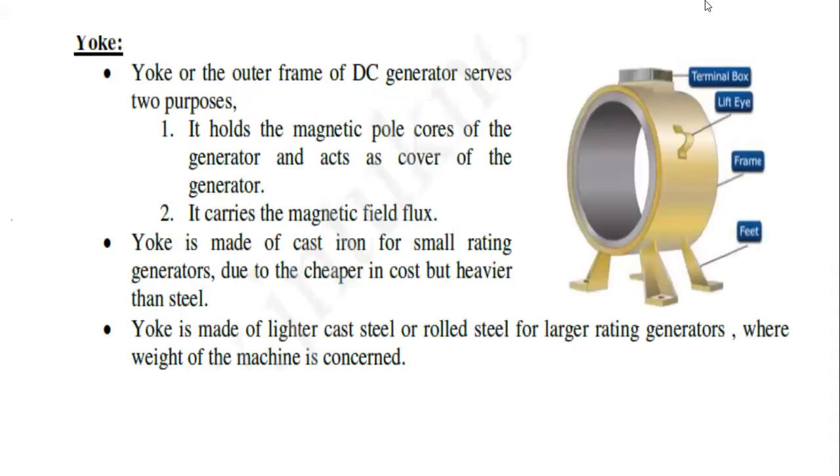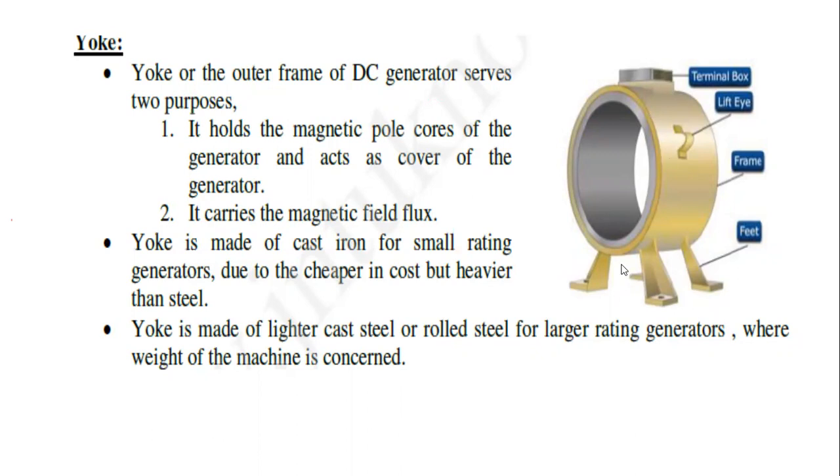This is the yoke, or frame. This is the practical view of the yoke of a DC machine. In that yoke we are having various parts. This is the feet, which is used to give support for this DC machine.